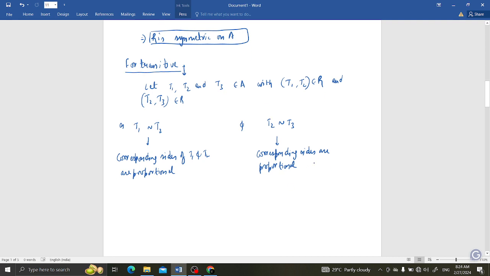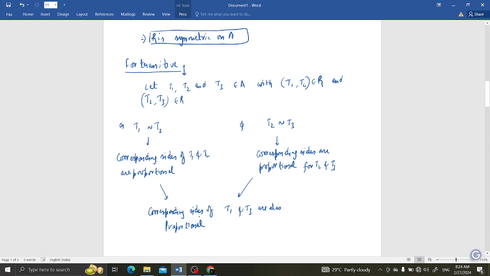Corresponding sides are proportional for T2 and T3. From both of these we can imply that corresponding sides of T1 and T3 are also proportional. Why so?